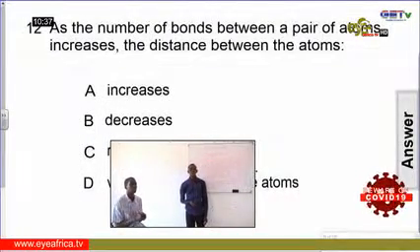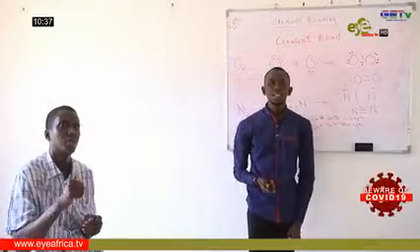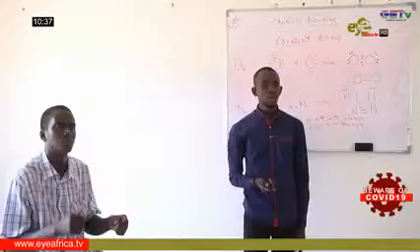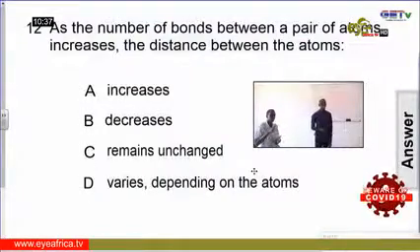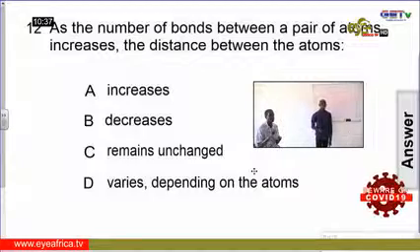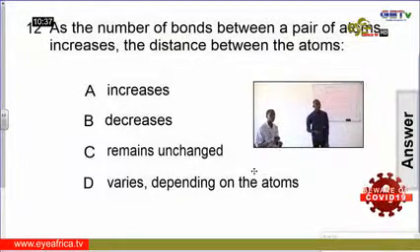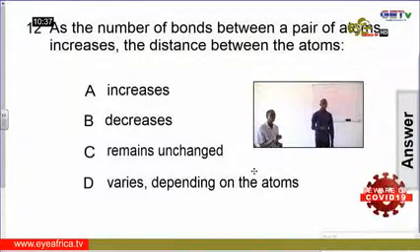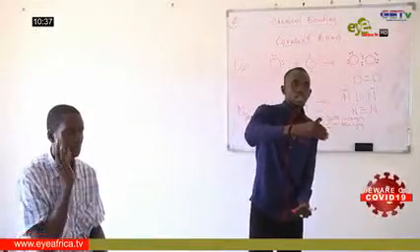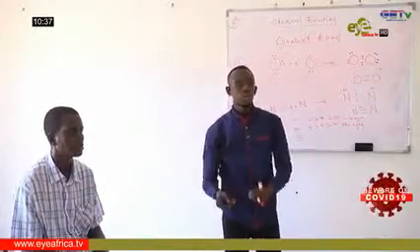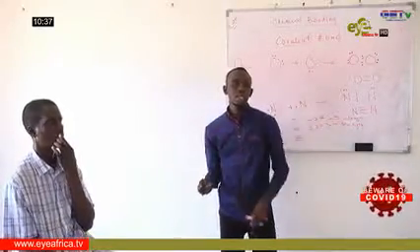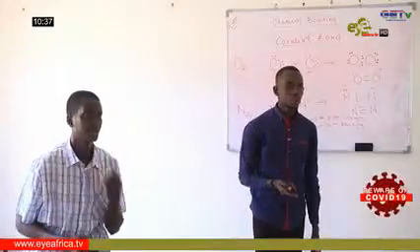As the number of bonds between a pair of atoms increases, the distance between the atoms will what? A, increases, B, decreases, C, remains unchanged, and D, varies depending on the atoms. The correct option is B, decreases. As the number of bonds increases, the distance between the atoms will decrease, because the number of bonds and the distance are inversely proportional.